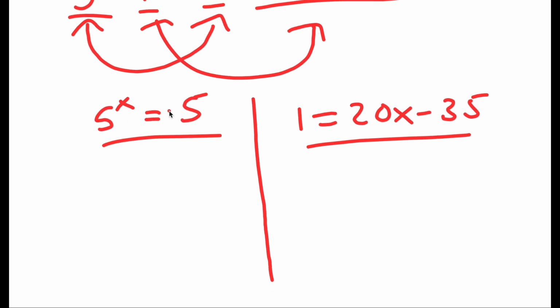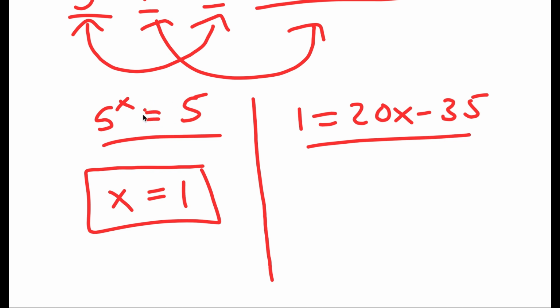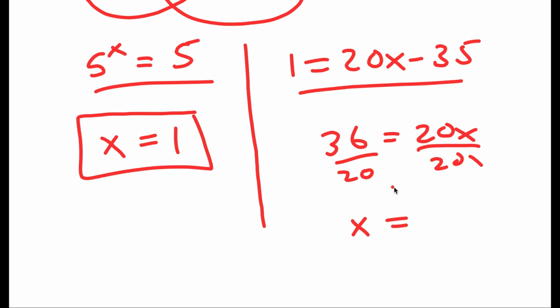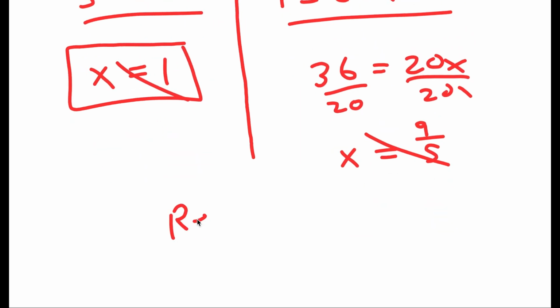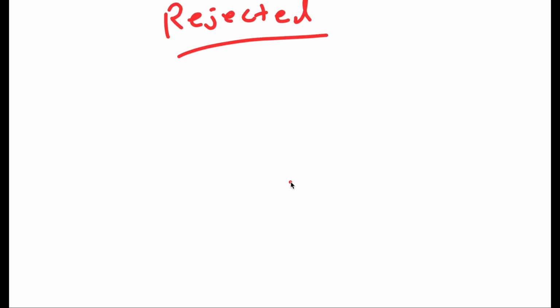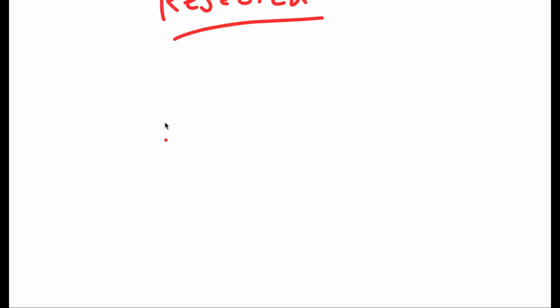So phi to the power of x equal to 5, the solution to this would be x is equal to 1, because that's the only number. Phi to the power of 1 is equal to 5. And then now, for this, I get 36 is equal to 20x. And if I divide both sides by 20, I get x is equal to 36 over 20, which is 9 over 5. And these two are not equal to each other, so this is going to be rejected. I'm going to try another method now.